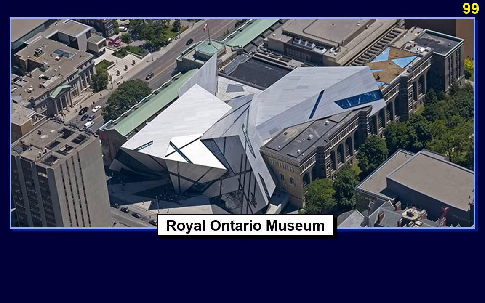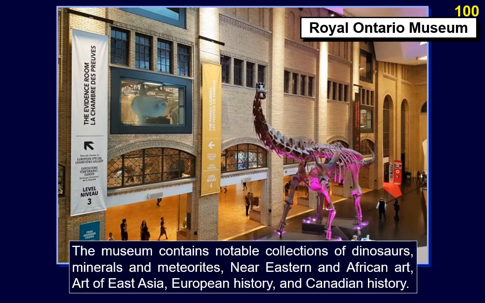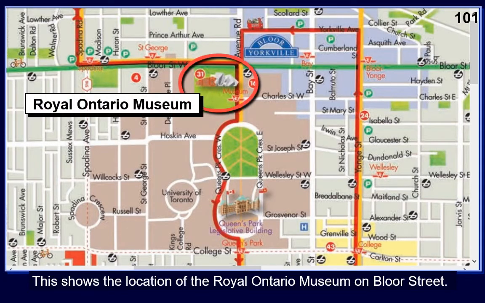The museum has more than 6 million items and 40 galleries. The diverse collections of world culture and natural history contribute to its international reputation. The museum contains notable collections of dinosaurs, minerals and meteorites, Near Eastern and African art, art of East Asia, European history, and Canadian history. This shows the location of the Royal Ontario Museum on Bloor Street.